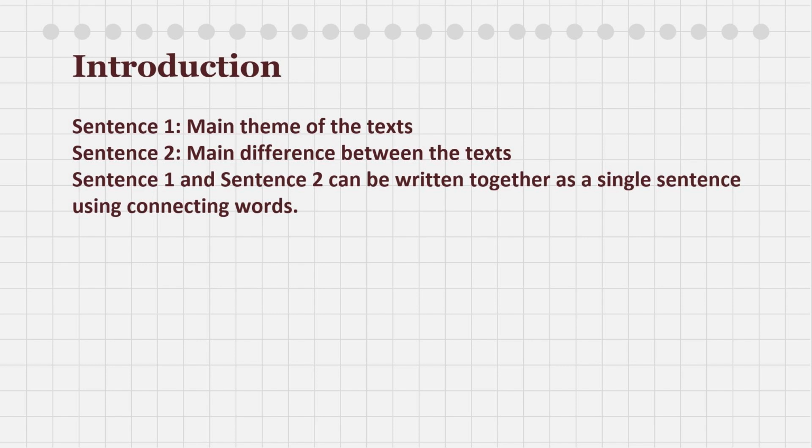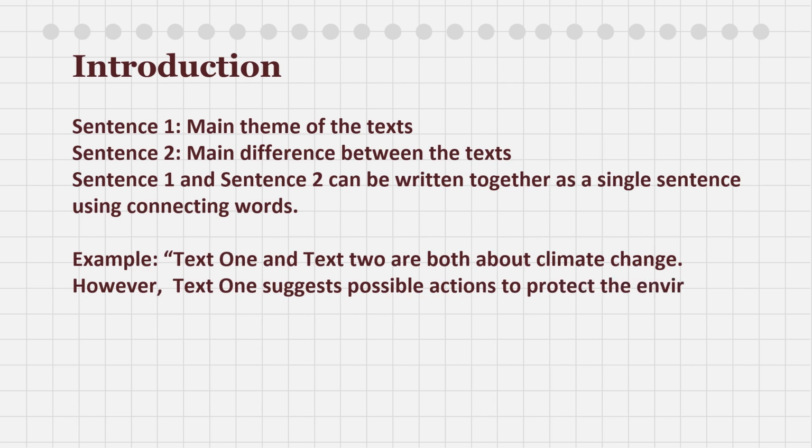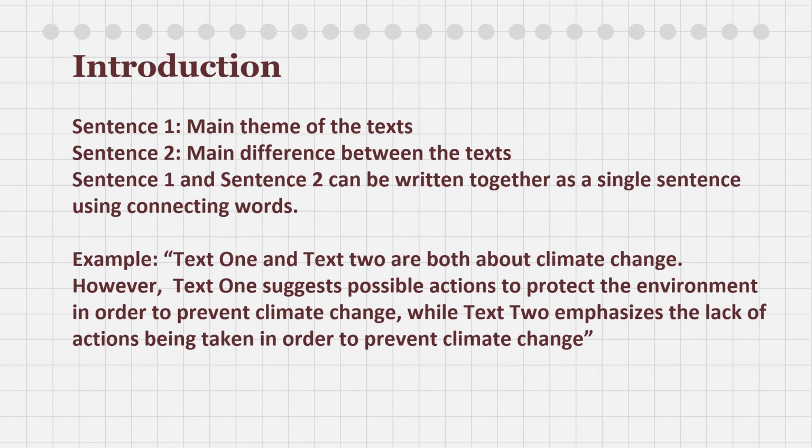Sentences 1 and 2 can be written together as a single sentence using connecting words. Here is an example of a good introduction. Text 1 and Text 2 are both about climate change. However, Text 1 suggests possible actions for the environment in order to prevent climate change, while Text 2 emphasizes the lack of actions being taken in order to prevent climate change. You can phrase this however you like. Don't feel the need to stick to rigid structures.